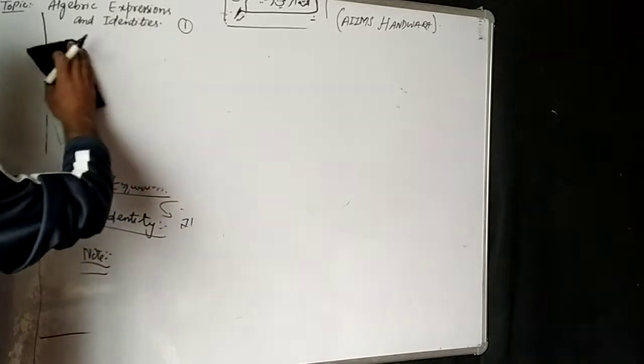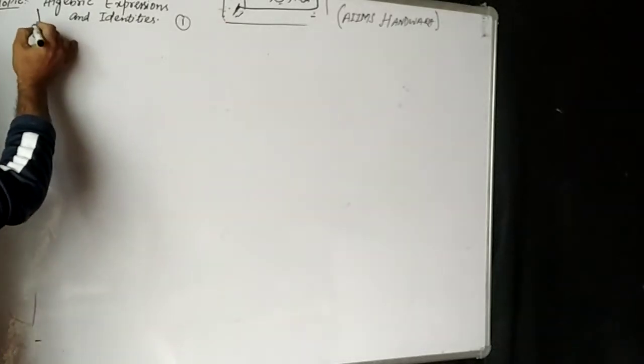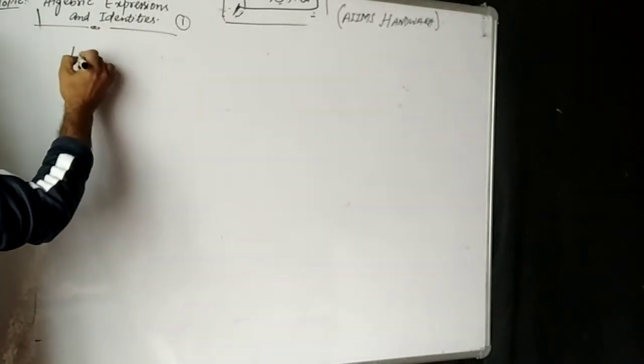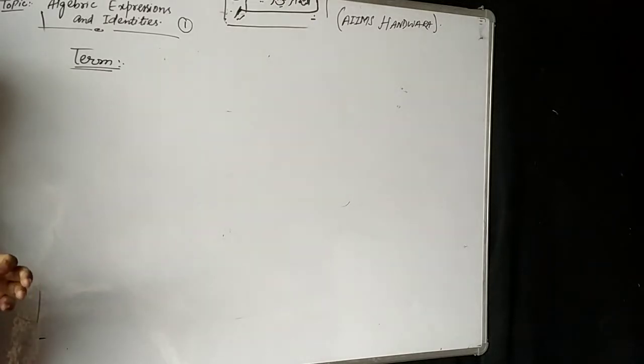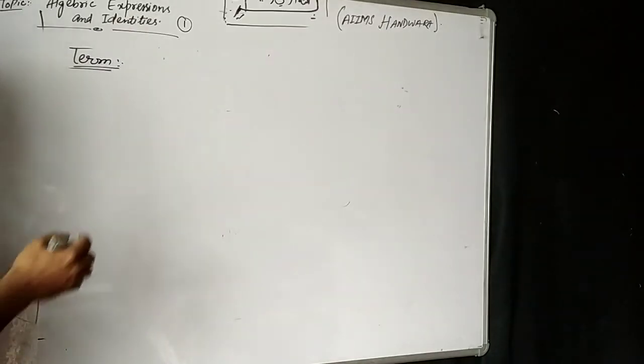Now here you must learn some terms. First of all, you should know here what's a term. In mathematics, what's a term? Term, its definition you can also write. Term is the several parts of an expression separated by plus or minus sign.